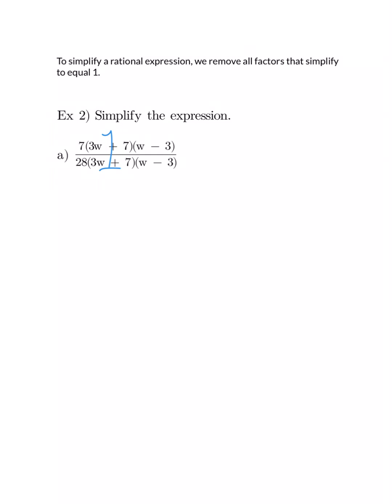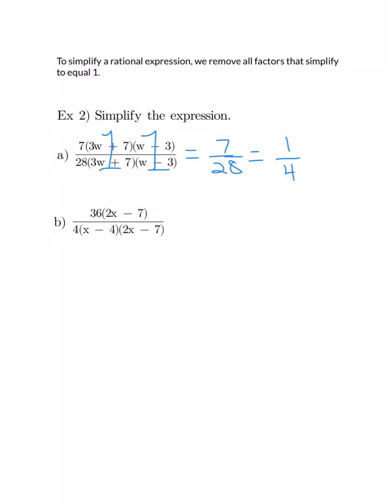We have a w minus 3 over itself. That equals 1. We're going to take that out of there. What we're left with at this point is 7 over 28. Both of those divide by 7, and we're going to get 1 over 4.